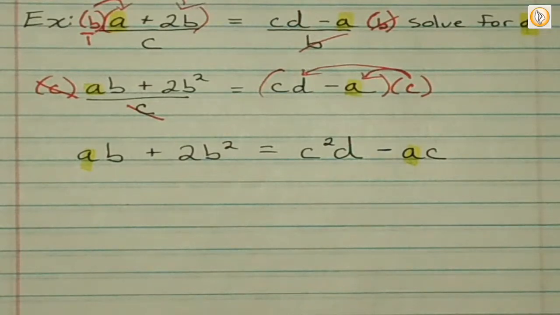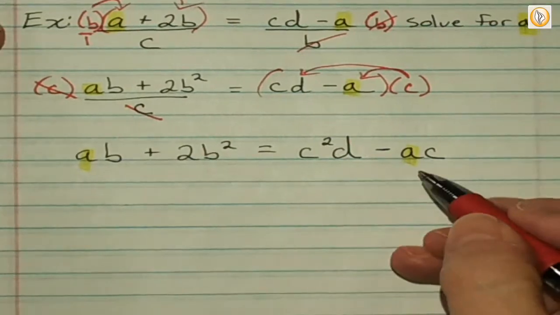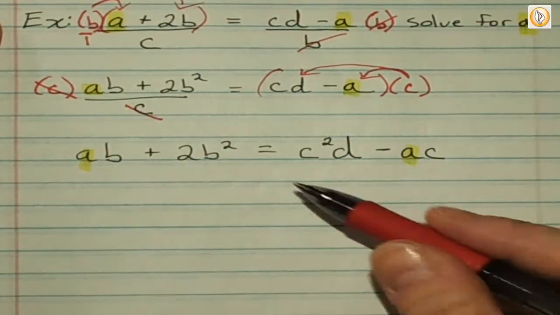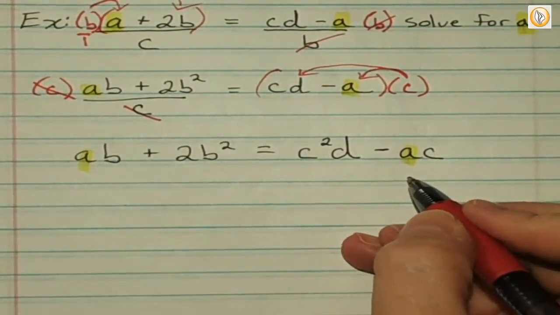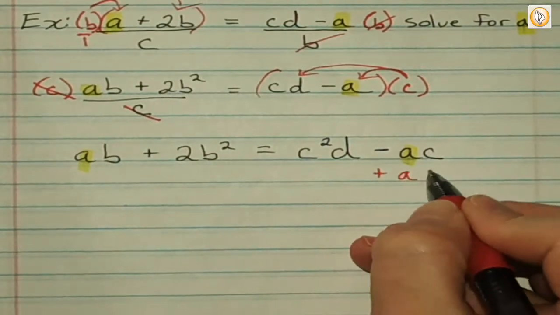All right, now that looks a little bit easier to deal with than the original problem. Cecilia, what should I move now? You have two options. Okay, good job. She wants to move this negative AC over there so we can have all of our A's on one side. So how do I do that, Cecilia? That's right. We're going to add AC to both sides.